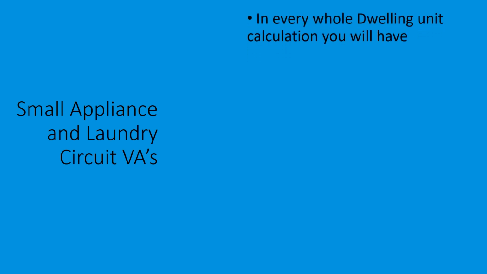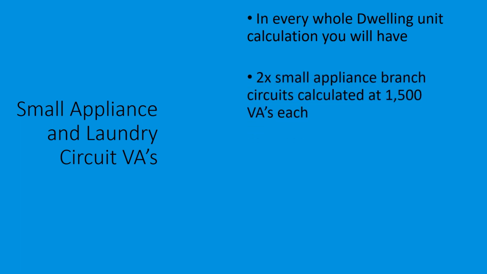In every whole dwelling unit load calculation, you will have 2 small appliance branch circuits calculated at 1,500 VAs each. These are for the kitchen small appliance circuits, and they're going to be in every single load calculation. You're also going to have 1 laundry circuit calculated at 1,500 VAs. Now this is a minimum, and they're not going to tell you in your question that there's a kitchen and laundry. They're just going to assume that you know that, and you know to tack it onto your load calculation. Don't worry about that. We're going to be very familiar with it, and it's just going to be a habit for you to do it every single time.